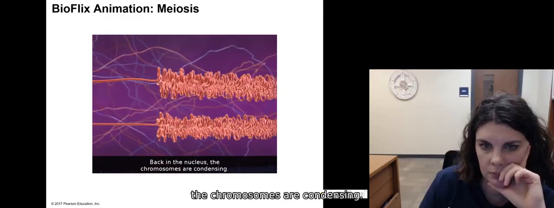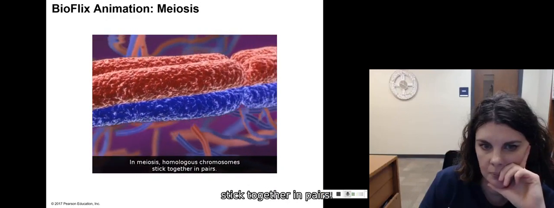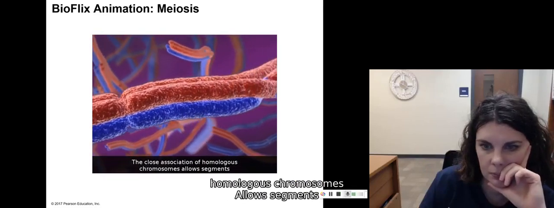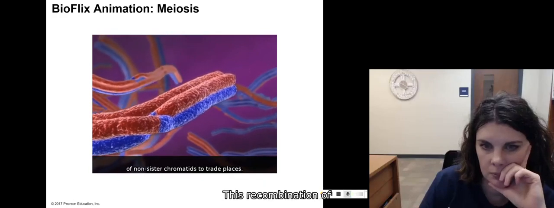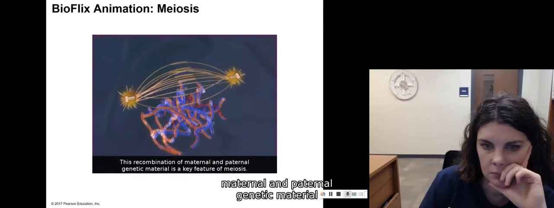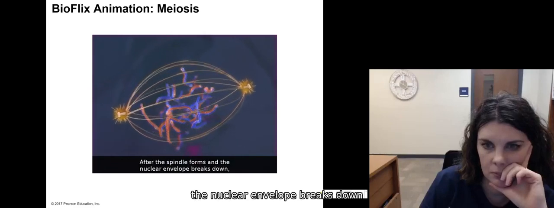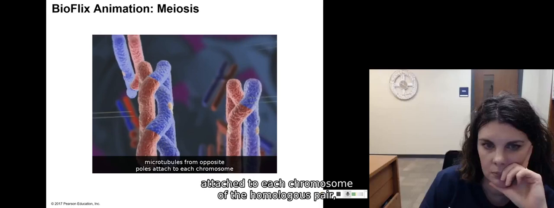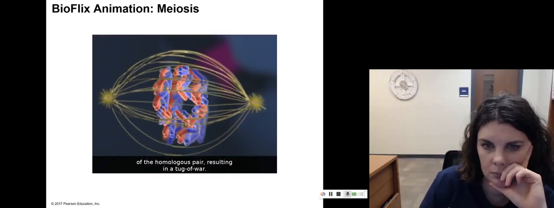Back in the nucleus, the chromosomes are condensing. In meiosis, homologous chromosomes stick together in pairs. The close association of homologous chromosomes allows segments of non-sister chromatids to trade places. This recombination of maternal and paternal genetic material is a key feature of meiosis. After the spindle forms and the nuclear envelope breaks down, microtubules from opposite poles attach to each chromosome of the homologous pair, resulting in a tug-of-war.